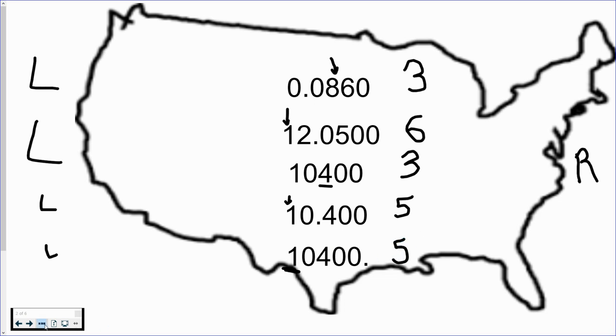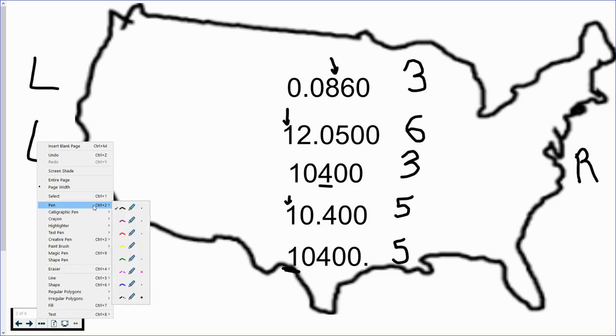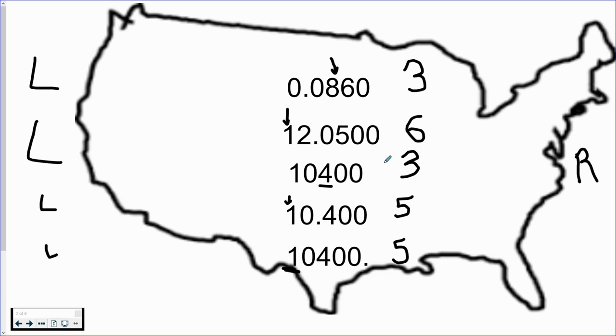Now, what I would like you to look at is how this number and this number are numerically the same. However, one has 2 more significant figures due to the fact that there's a decimal. And this is when those rules come in handy.